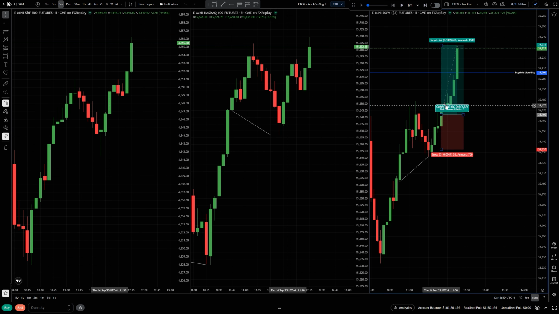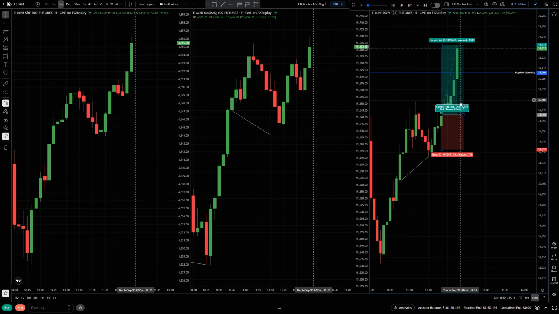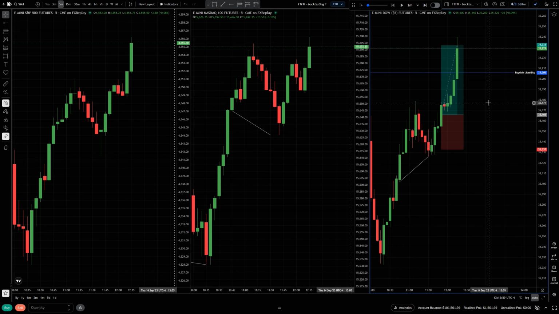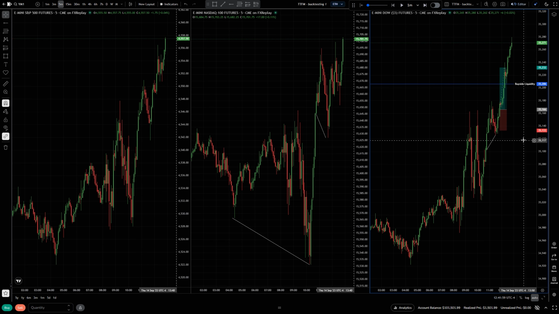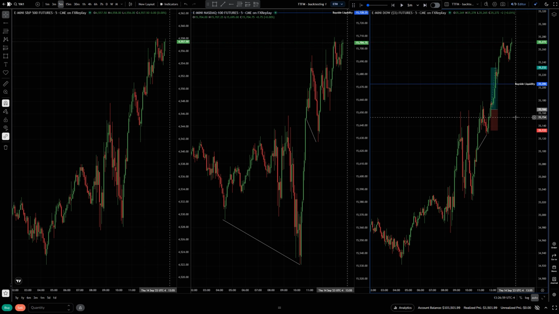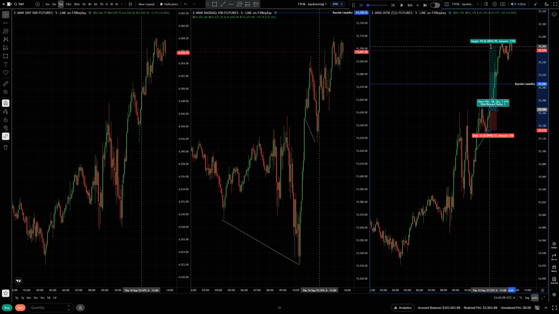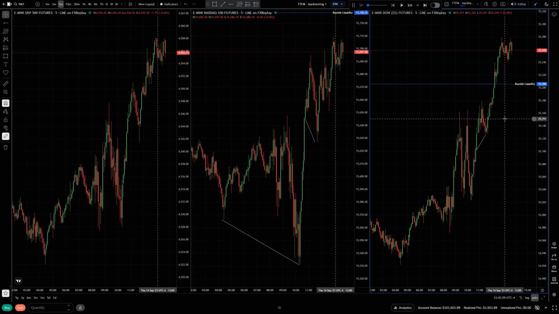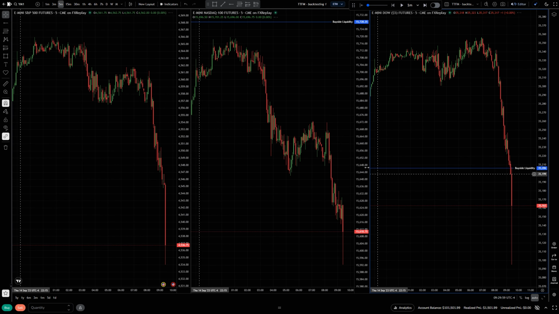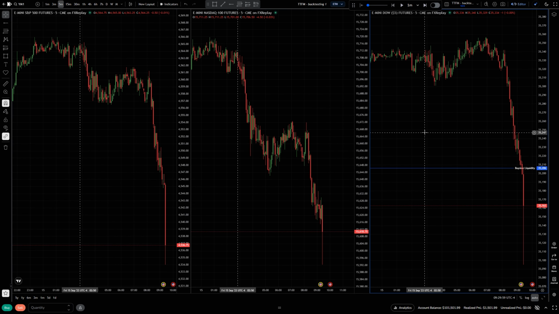And as you can see, price really expanded to our draw, and let's see how much higher it could have gone. Yeah, so we were just bound to go higher, and this was a really nice trade. So let's get to the last session.